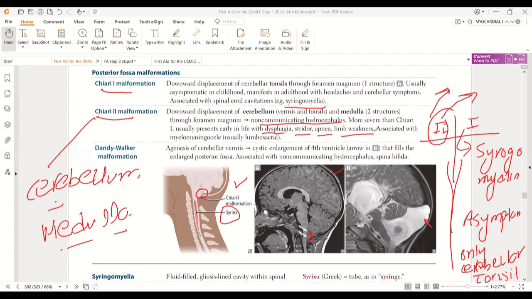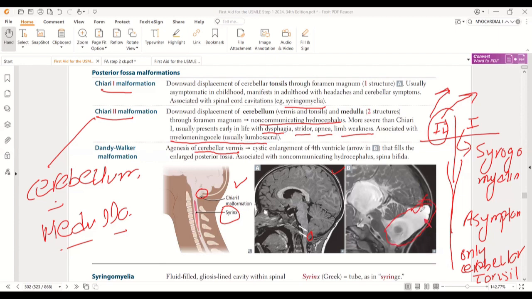So Chiari 2 is associated with non-communicating hydrocephalus. One is associated with syringomyelia. Two is also associated with myelomeningocele. What is a myelomeningocele? It is a herniation of meninges plus neural tissue, right? Okay, so Dandy-Walker malformation. Simply, it is agenesis of the cerebellar vermis, and there is a cystic enlargement of the fourth ventricle.